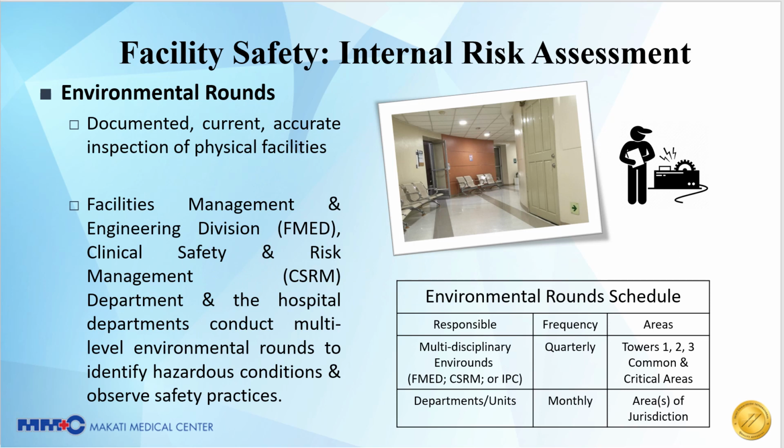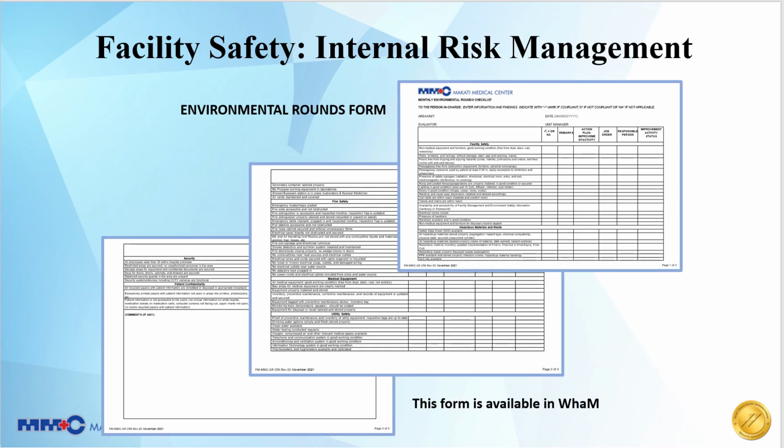The environmental rounds is one of the risk assessments in the MMC facility for accurate inspections of physical facilities using a checklist with criteria. The responsibilities, frequency, and schedule of inspections are identified. Multidisciplinary environmental rounds are conducted quarterly by FMED, CSRM, and IPCD representatives in the common areas of Towers 1, 2, and 3, including the critical areas of the hospital. The images that you see are samples of the checklist for the environmental rounds inspection activity.